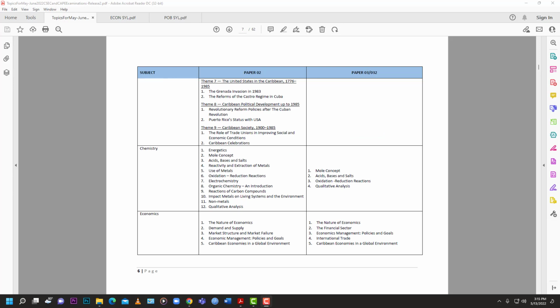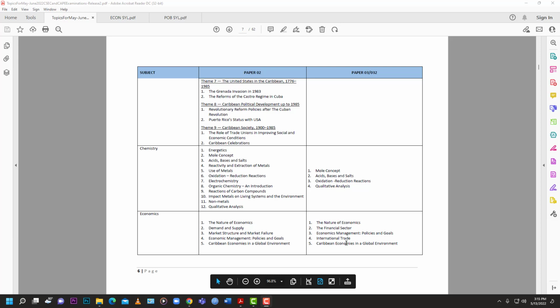So economics, they're saying that the topics that are going to be covered are nature of economics, demand and supply, market structure and market failure, economic management, policies and goals, Caribbean economies in a global environment. That's for paper two for the 2022 exams. For paper three, they are going to cover the nature of economics, the financial sector, economic management, policies and goals, international trade, Caribbean economies in a global environment.